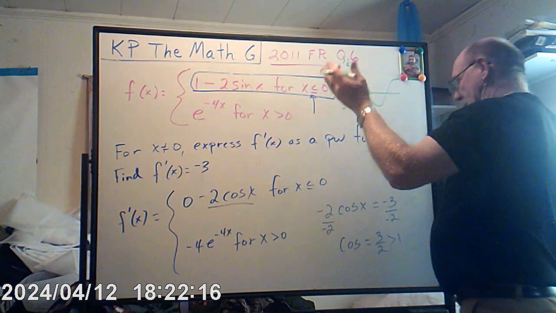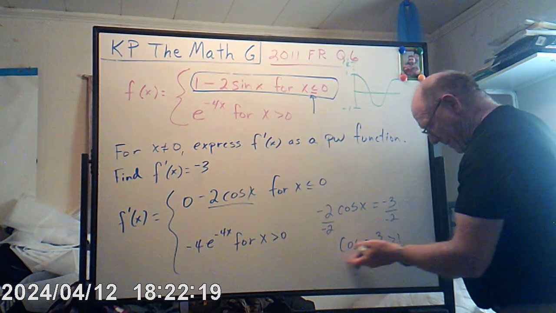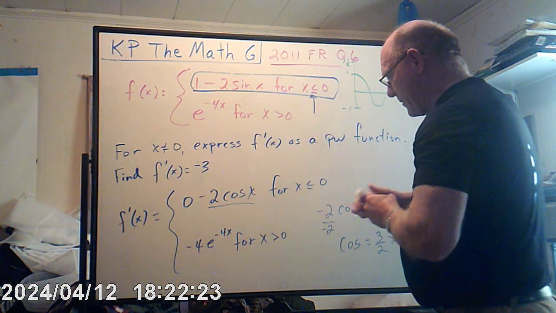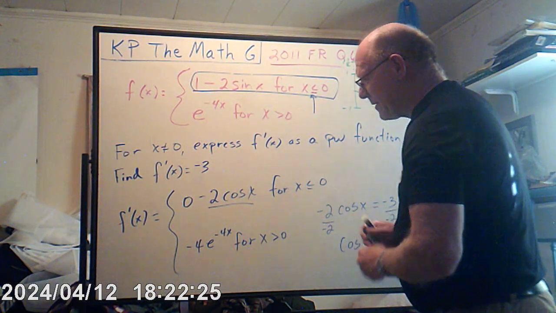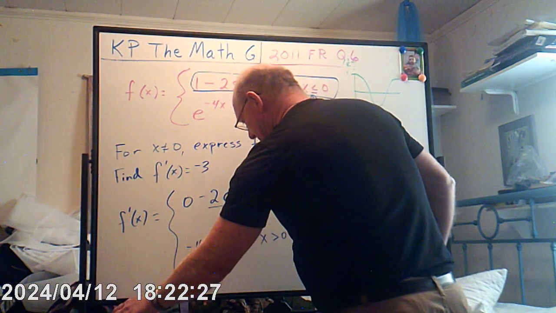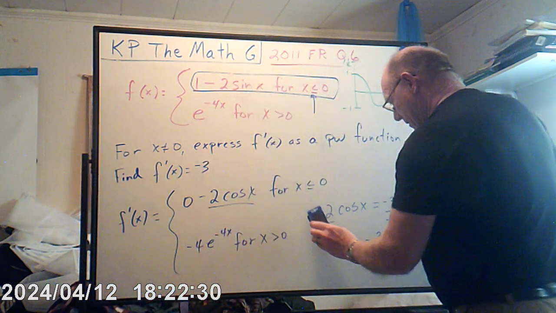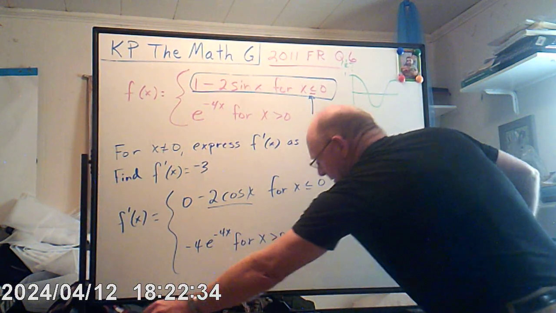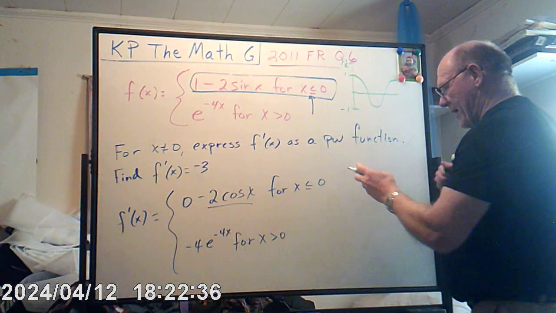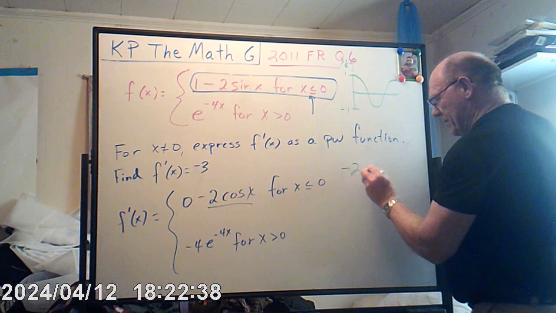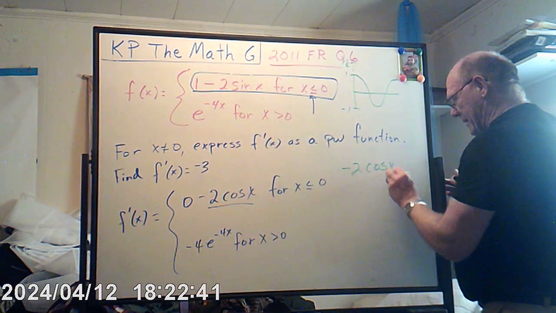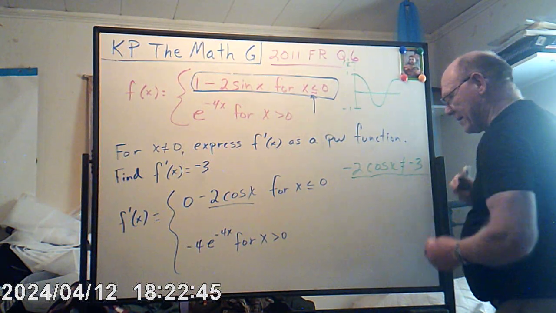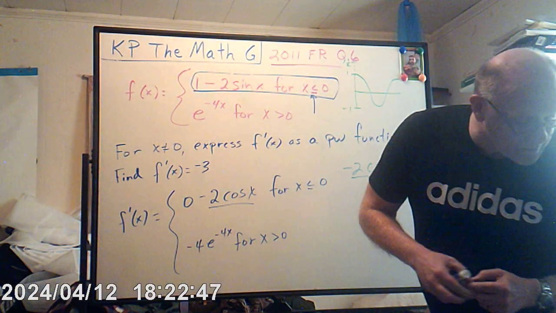Okay, so that does not, we don't have a graph here. So that does not work for x less than or equal to 0. Alright, so we have to set it equal to -3 over here. Alright, so that does not work. So we can say then that -2 cosine x is not equal to -3. It cannot be.